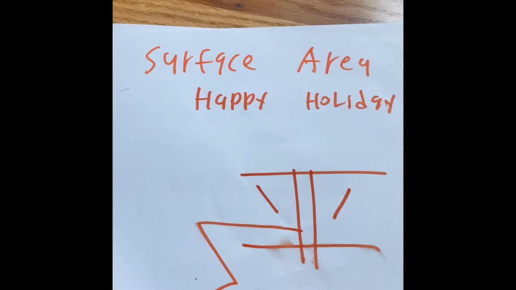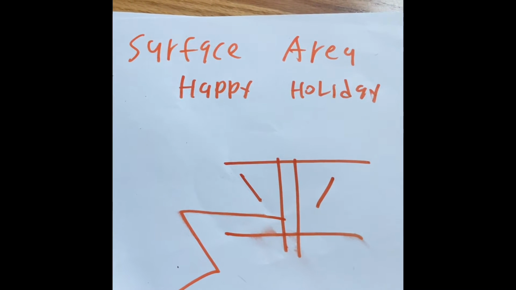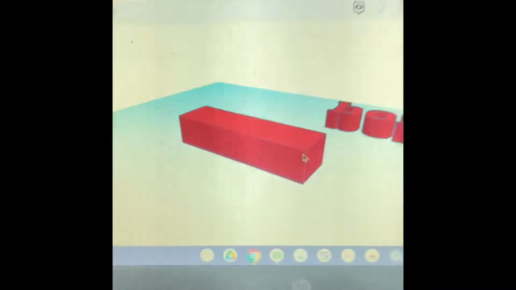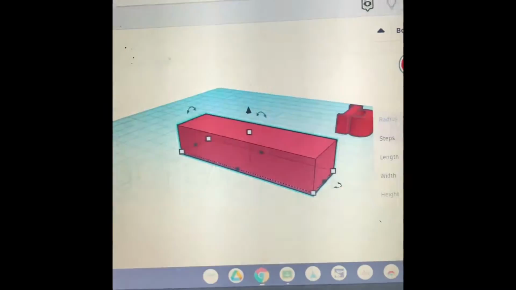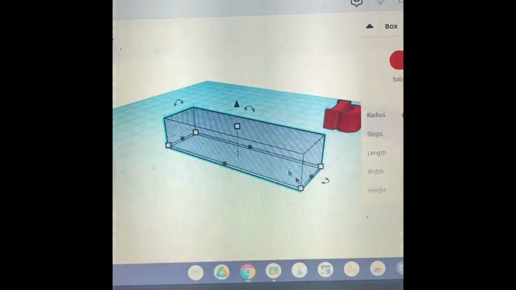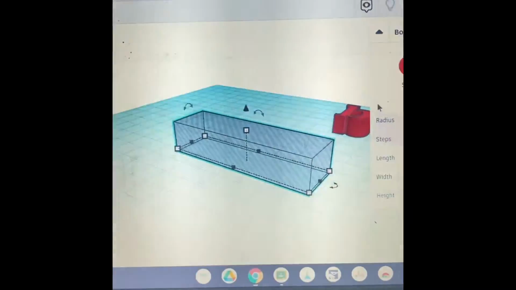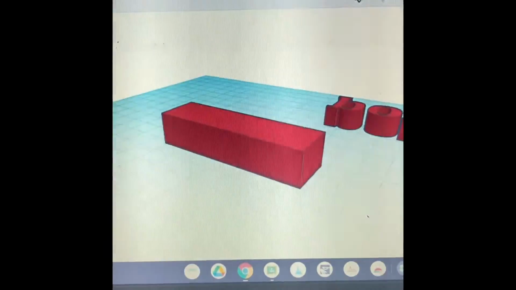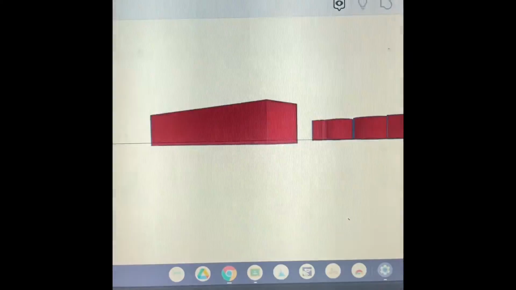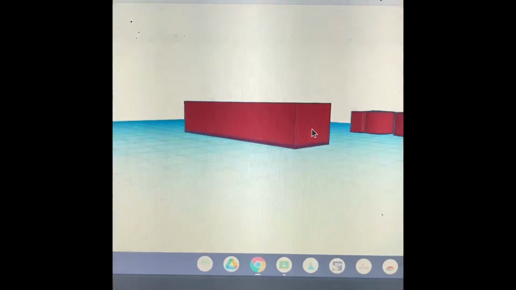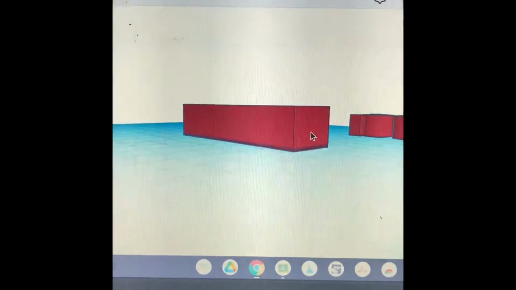What the surface area does is it measures the outside part of the box. If you measure the inside part of the box, that is something totally different. The inside is the volume, or what's inside the box. But since we're doing the surface area, what we have to do is calculate the outside of the box, like here. Here's an example of surface area.